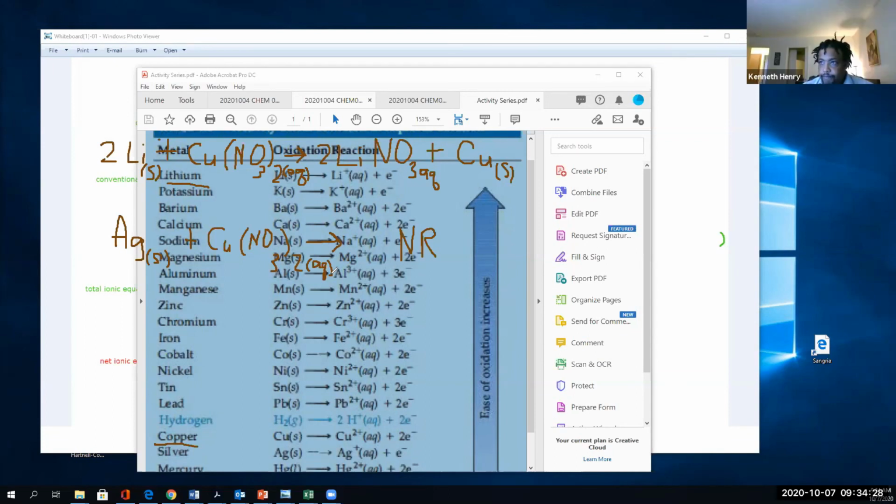Dr. Henry, I just want to make sure, because silver nitrate is soluble and copper nitrate is soluble, that's why you get no reaction? Because they're both soluble with each other? No, you don't get any reaction because, in terms of activities, silver is less active than copper, so it can't replace it. It's kind of a hierarchy scheme. Lithium is very reactive. It's going to be able to replace anything in solution, because it's the highest on the totem pole.